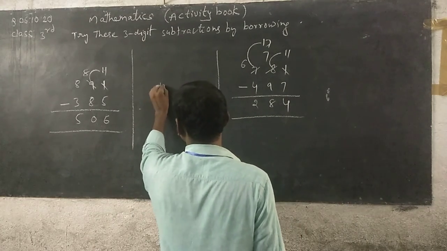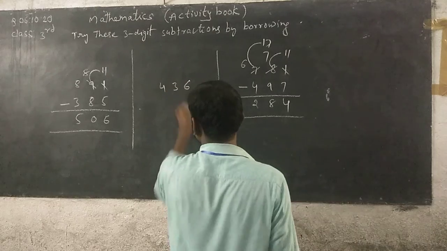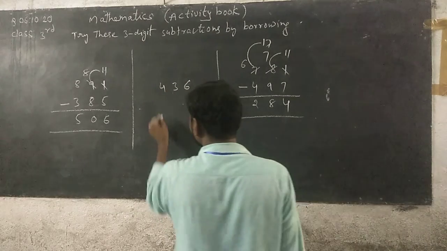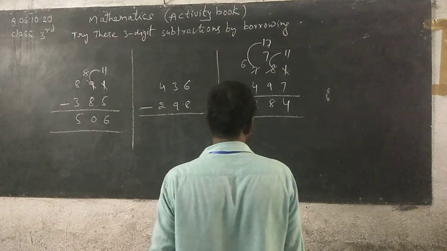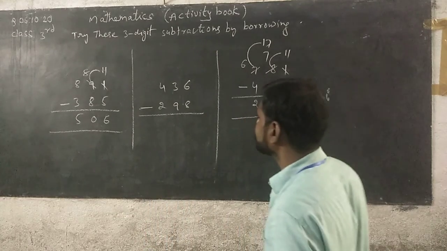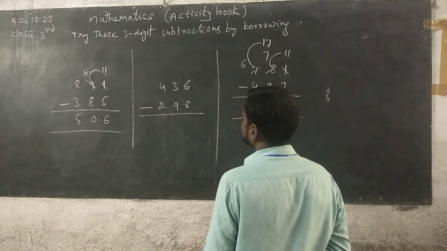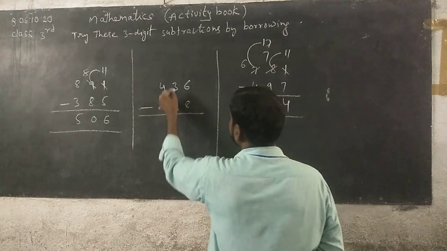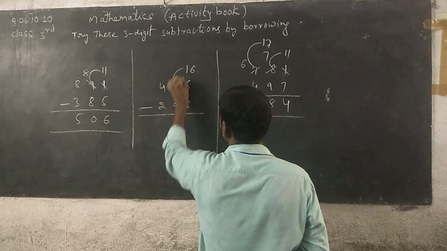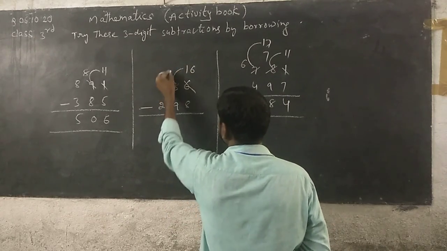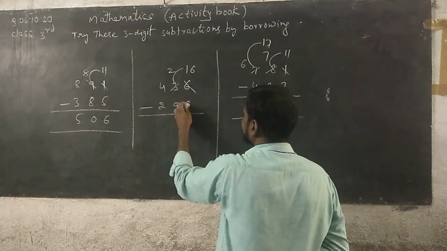Next, 436 minus 298. See here, first subtract the digits in ones place. 6 minus 8. Not possible. Take borrowing from 3. It can give 10. 10 is added to 6. 10 plus 6 is 16. Next, 3 can lose one, here 2. 16 minus 8, 8.